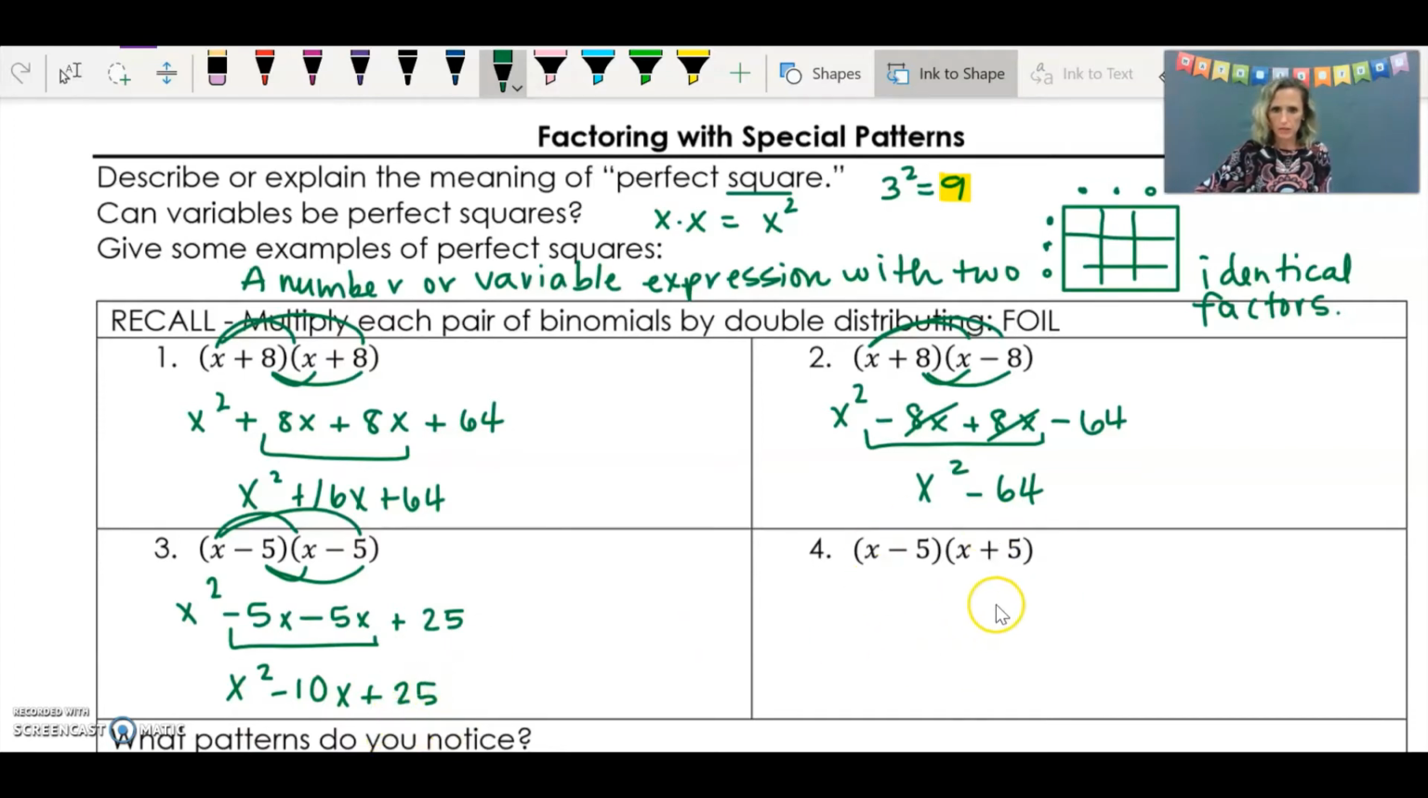And then finally this last one, x times x gives us x squared. x times 5 gives us positive 5x. Here we get negative 5x, and then negative times positive gives me negative 25. My 2 like terms in the middle, a positive 5 and a negative 5, eliminate each other because they have opposite signs, and our sum is actually 0x. So we end up with x squared minus 25. And our middle term, that's called the linear term, is 0.